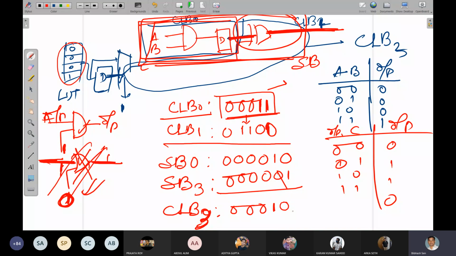It is 6 bit, it is 5 bit only. Okay, 5 bit. Avantika, is it correct? CLB3 configuration? I was just seeing that it should be an AND gate. So 0 0 0 1.